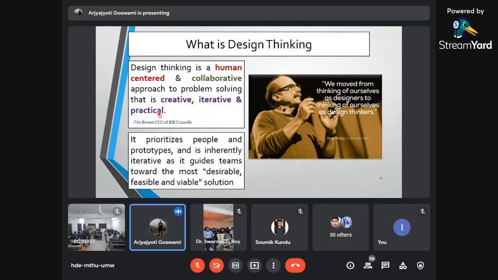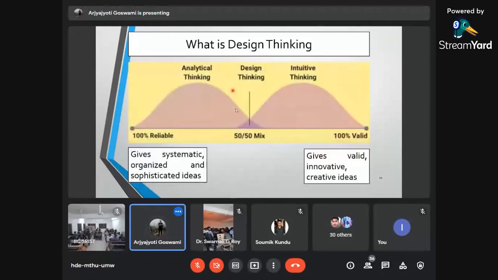You have to be creative in order to come up with a solution. It is iterative, meaning you give a solution, it may be acceptable to some people and not acceptable to a few. Then you come up with another solution, and you keep doing it until you make it very, very practical and very, very perfect. So analytical thinking always gives you reliable results.